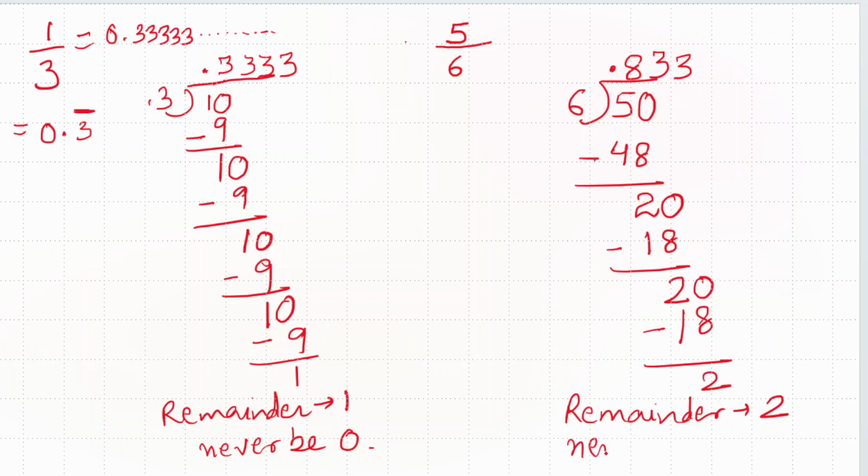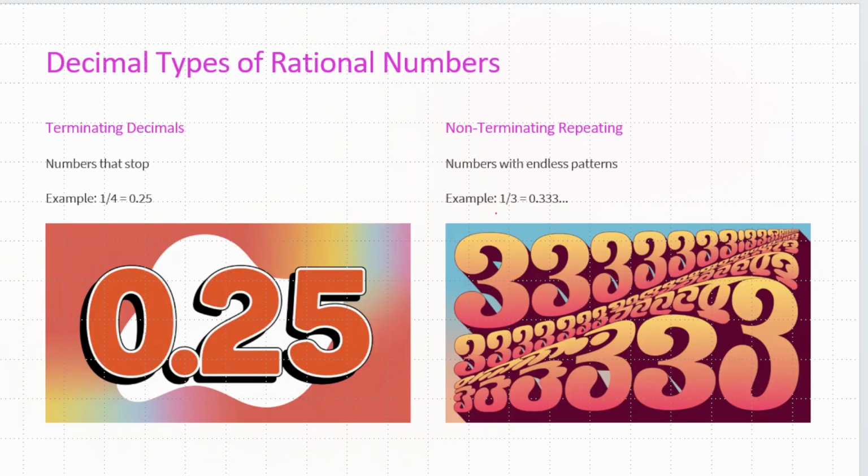The remainder is never going to be 0. That means this decimal expansion is never going to stop. So what is the decimal expansion? 0.833333 and so on. It will continue. So how will you write it? 0.8 and now bar over 3. Okay, why just over 3, not over 8? Why? Because what is repeating? My 3 is repeating.